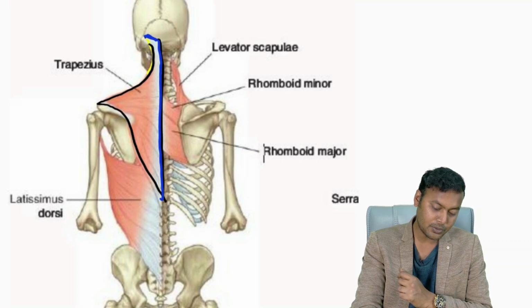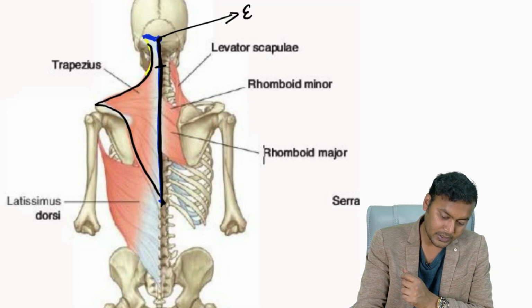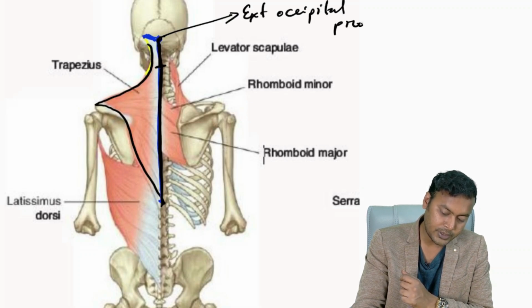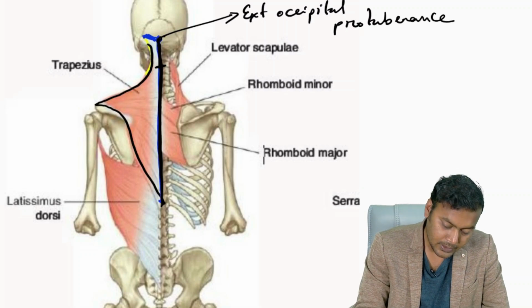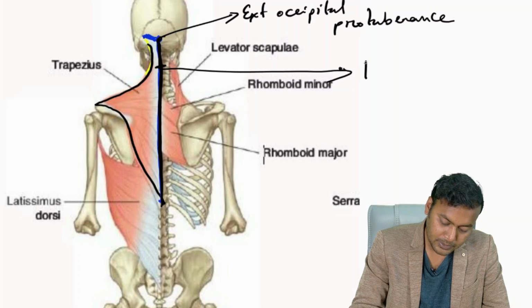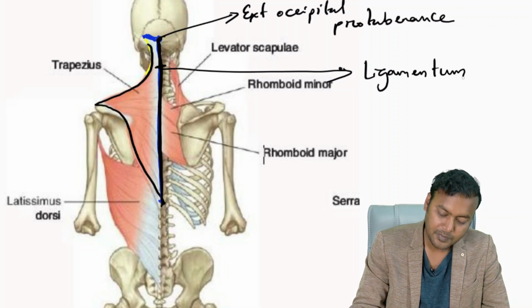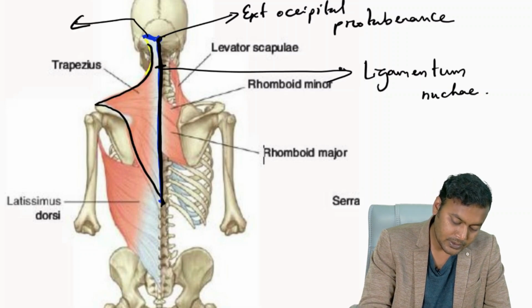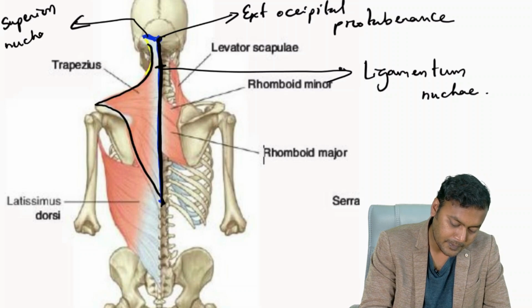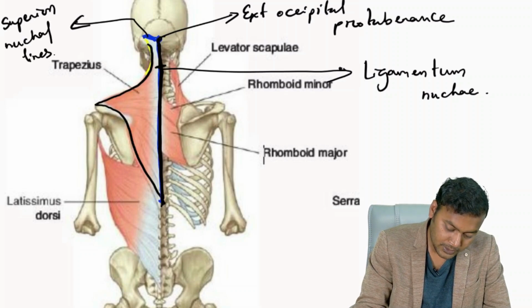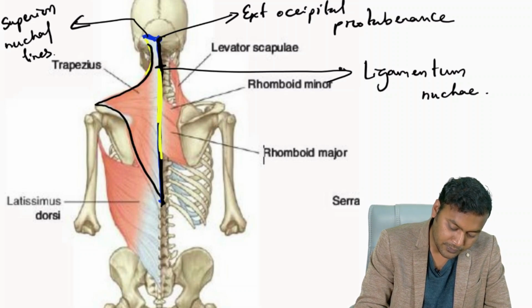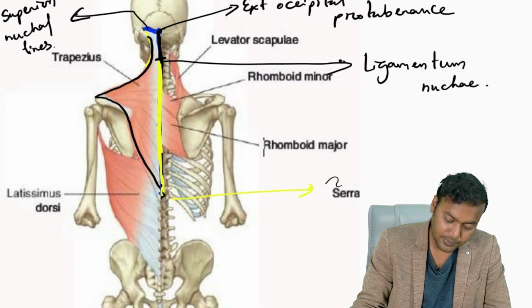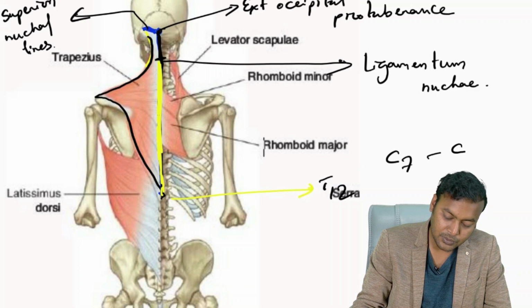So here you can see the superior nuchal lines, the external occipital protuberance, the nuchal ligament or the ligamentum nuchae, and along the spinous processes from C7 to T12. So here is the external occipital protuberance. Here you have the termination of the ligamentum nuchae. These are the superior nuchal lines. And from here you have the spinous processes of C7 to T12.